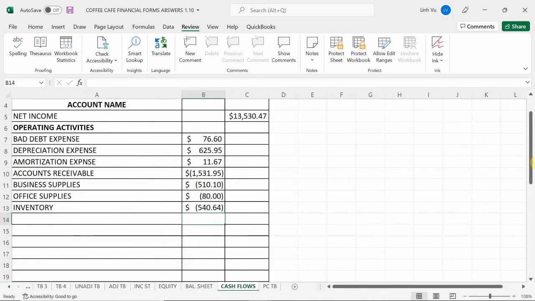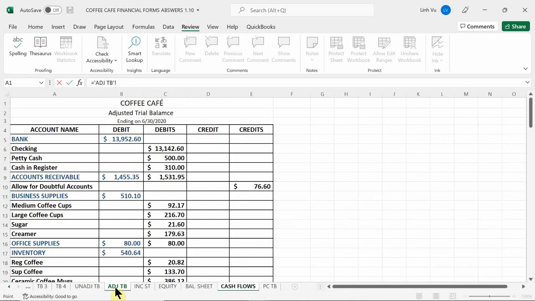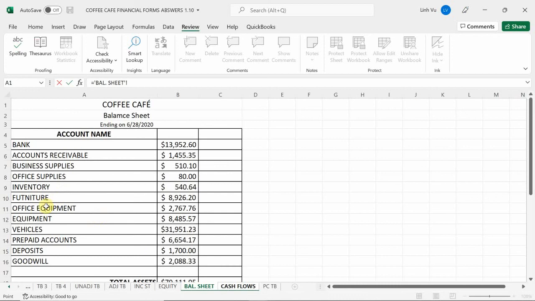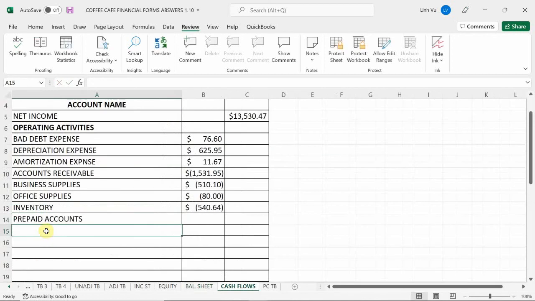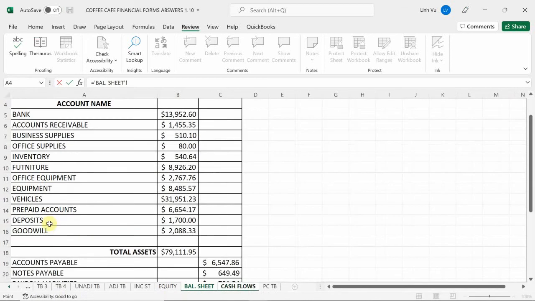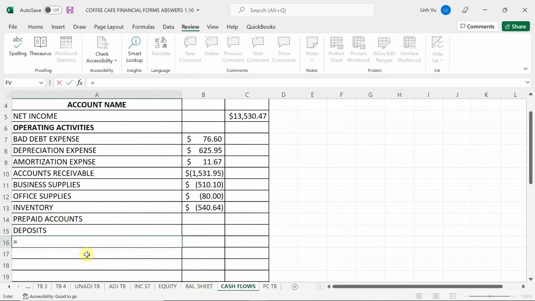So that's all of my current assets. Don't forget to include your other assets as well. Your other assets are going to include, let me see your balance sheet. Obviously furniture is a fixed asset, office equipment is fixed, equipment is fixed, vehicles is fixed. Your first other assets are going to be your prepaid accounts, your deposits, and your goodwill.